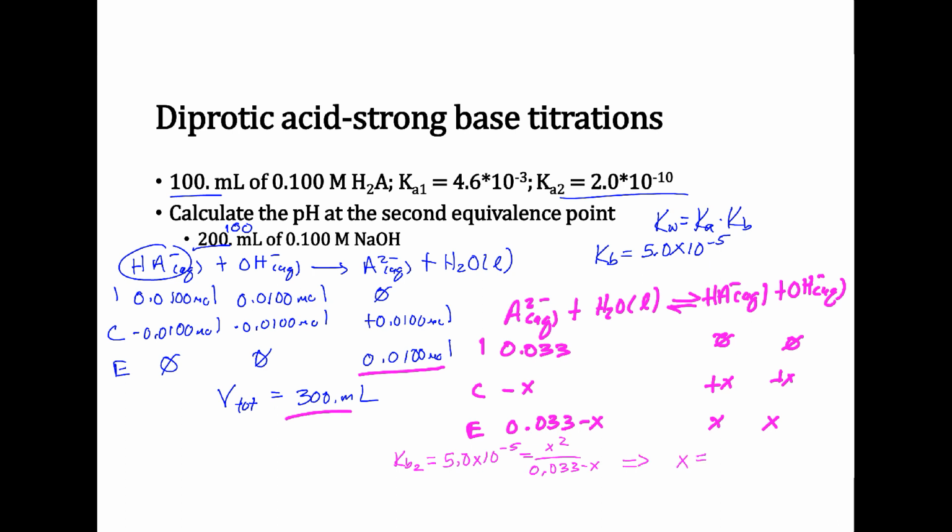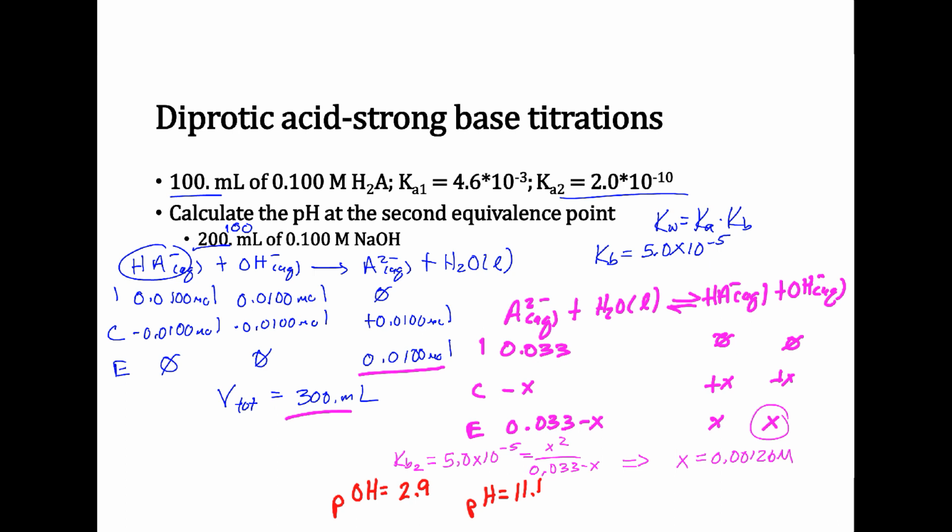Solving for x gives us 0.00126 molar. And what we'll see now is x is equal to the concentration of OH minus. So we can substitute in, and we can find that pOH is equal to 2.9, which means that the pH is equal to 11.1. So this is the last step, once you get to the second equivalence point or beyond, where things start to get tricky.